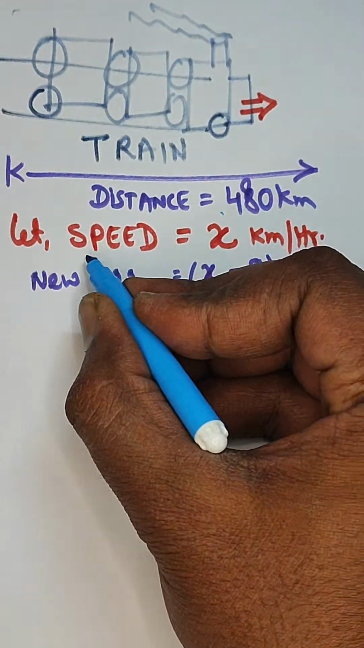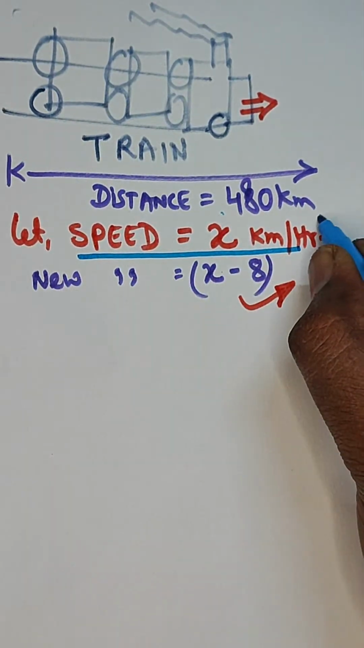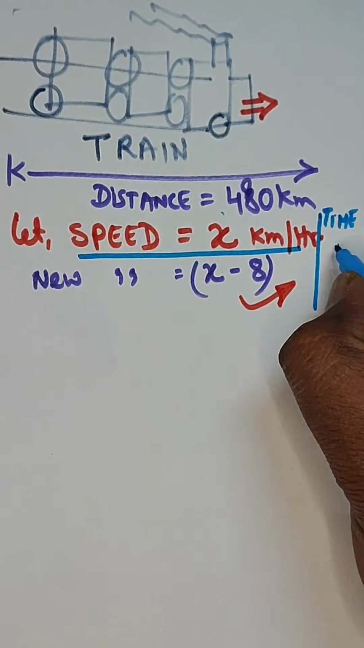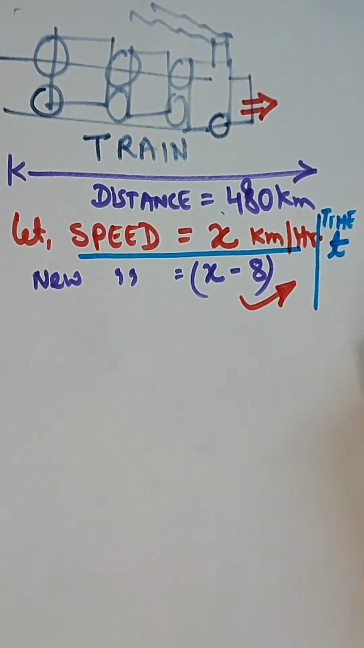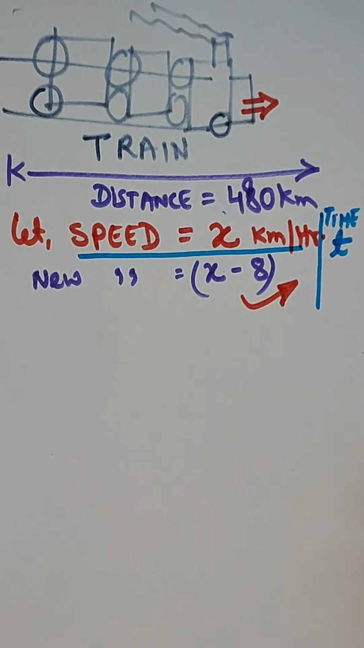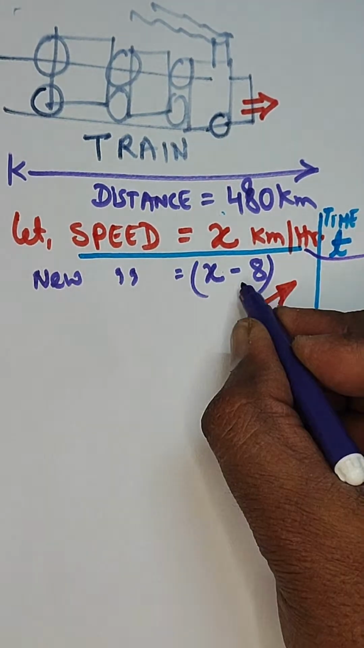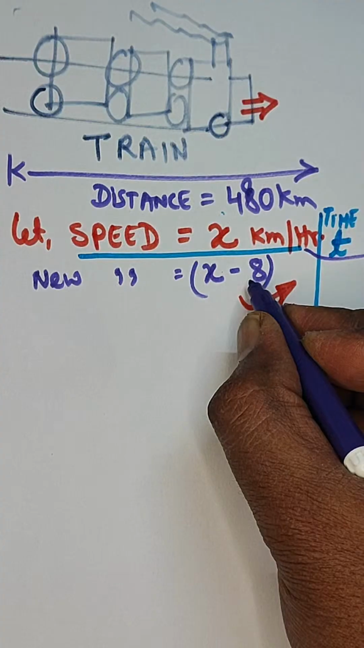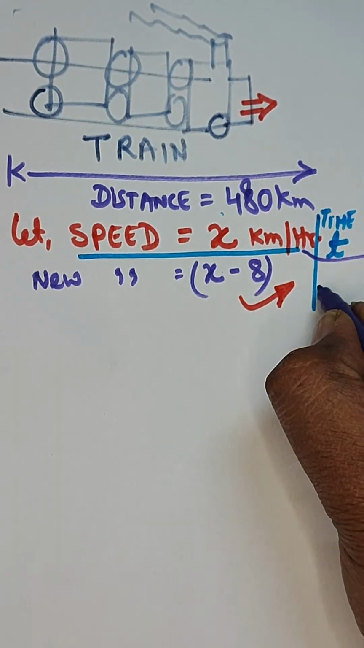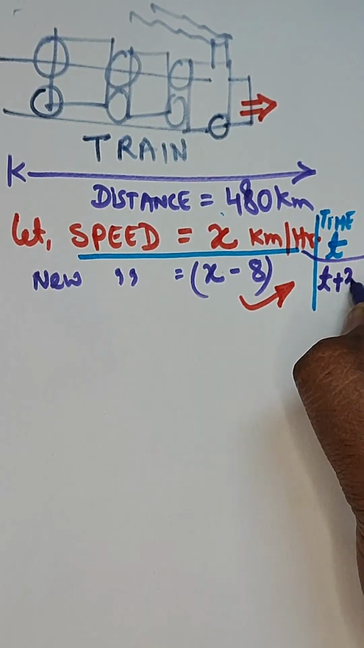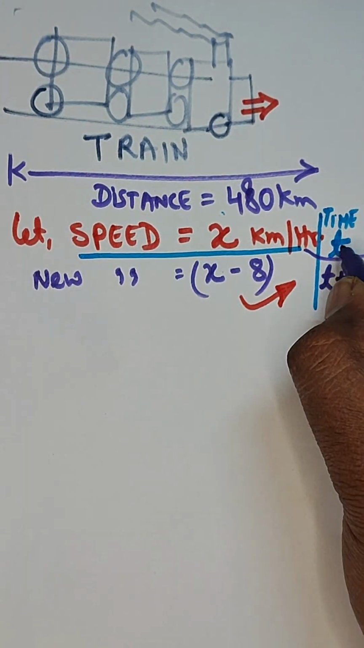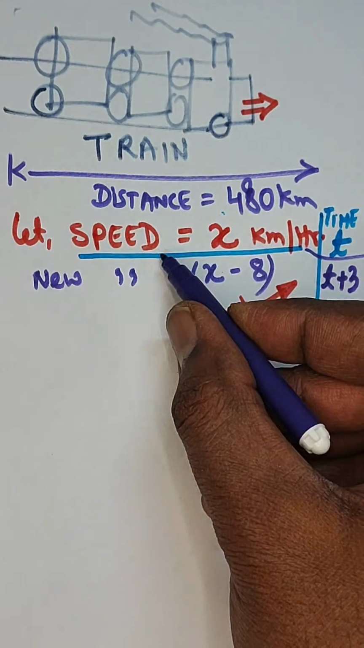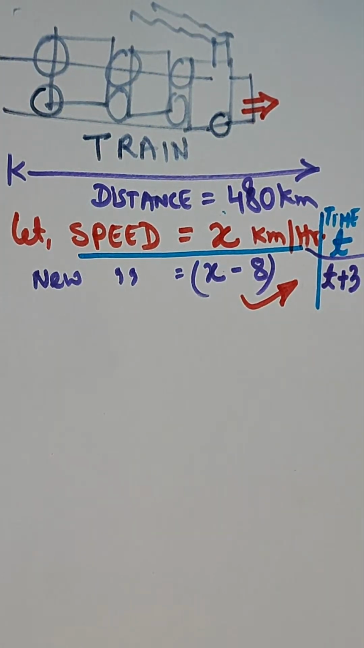If the time taken when the normal speed was x kilometers per hour is, let us assume, t, right? Then in this condition, when the speed is x minus 8, it takes 3 hours more to cover the same distance. So it will be t plus 3, isn't it? Because we have assumed that t is the total time to travel 480 kilometers with a speed of x kilometers per hour, my dear friends, right?